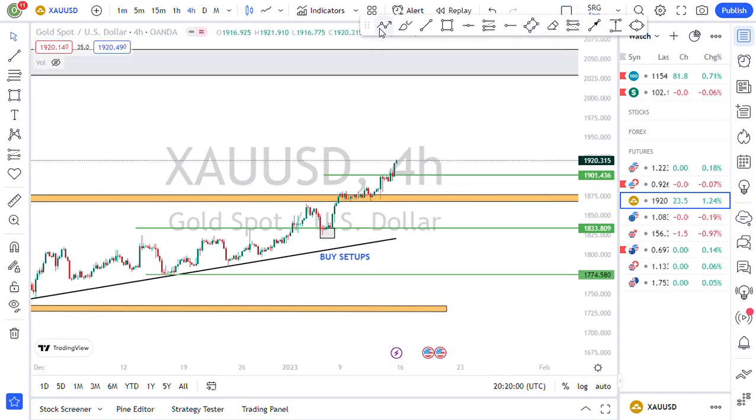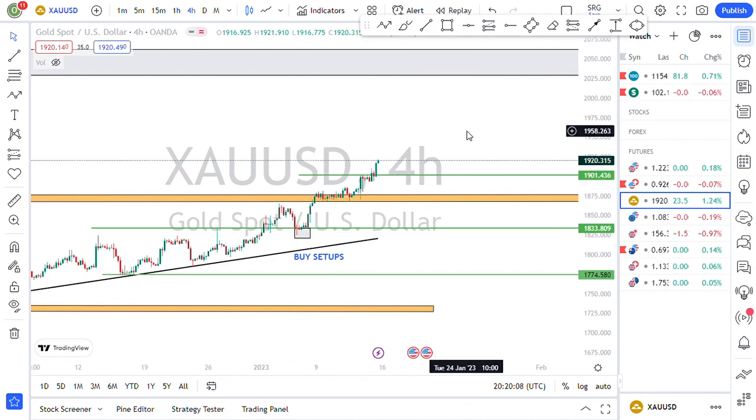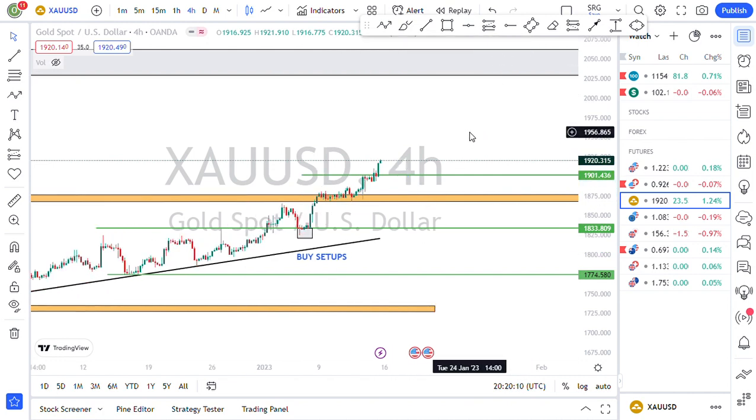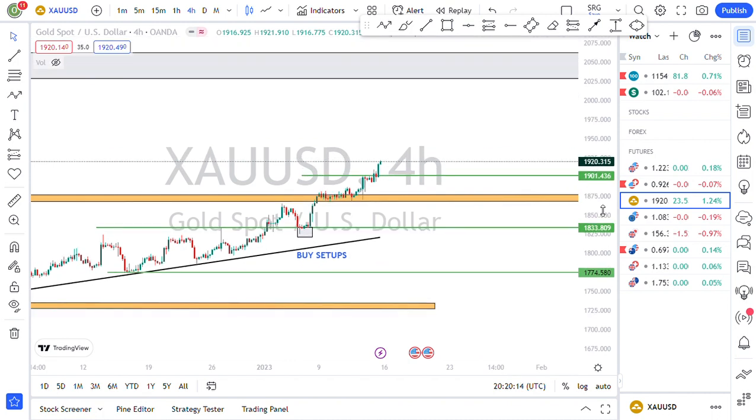XAU USD, a bit of a retracement down here before a big push over here. So we will be looking forward to catching the small sells. If price is able to give us, we will enter, right? So basically, let me give another trade setup for the last pair.